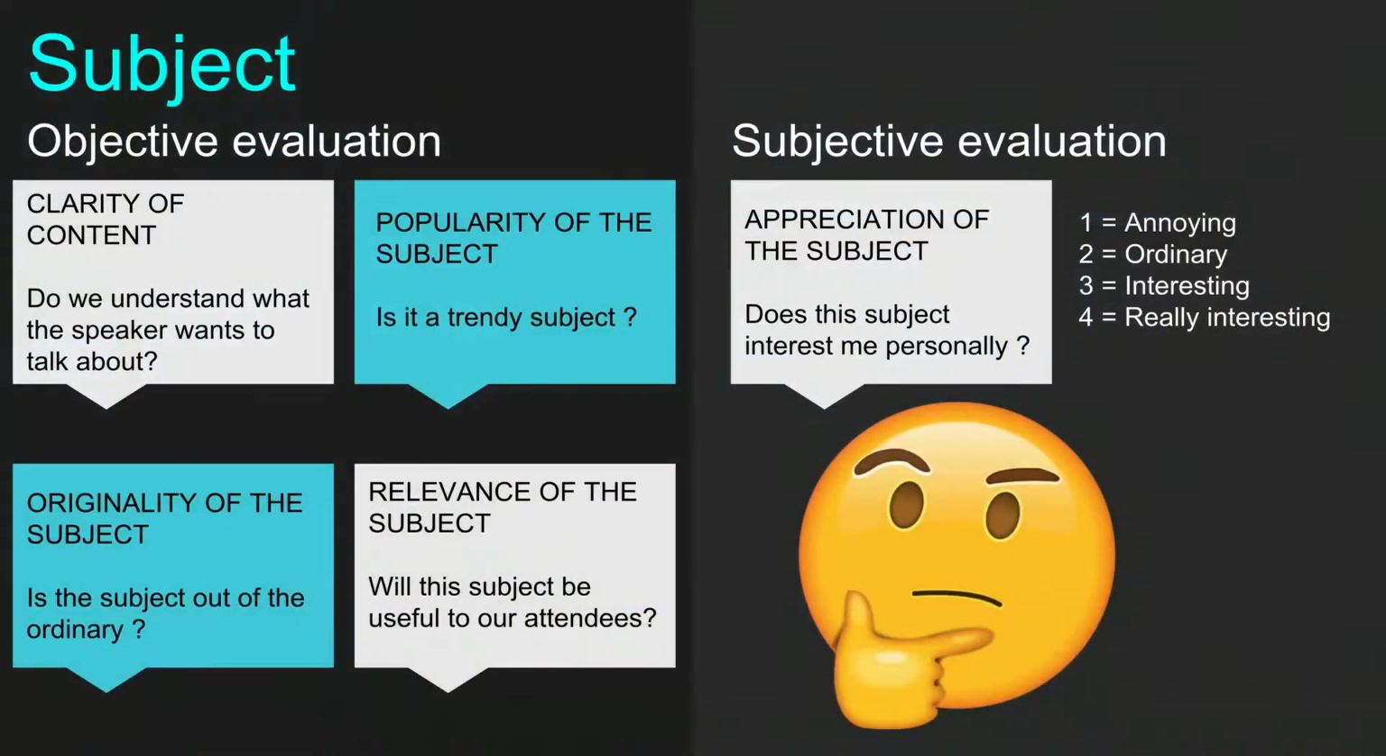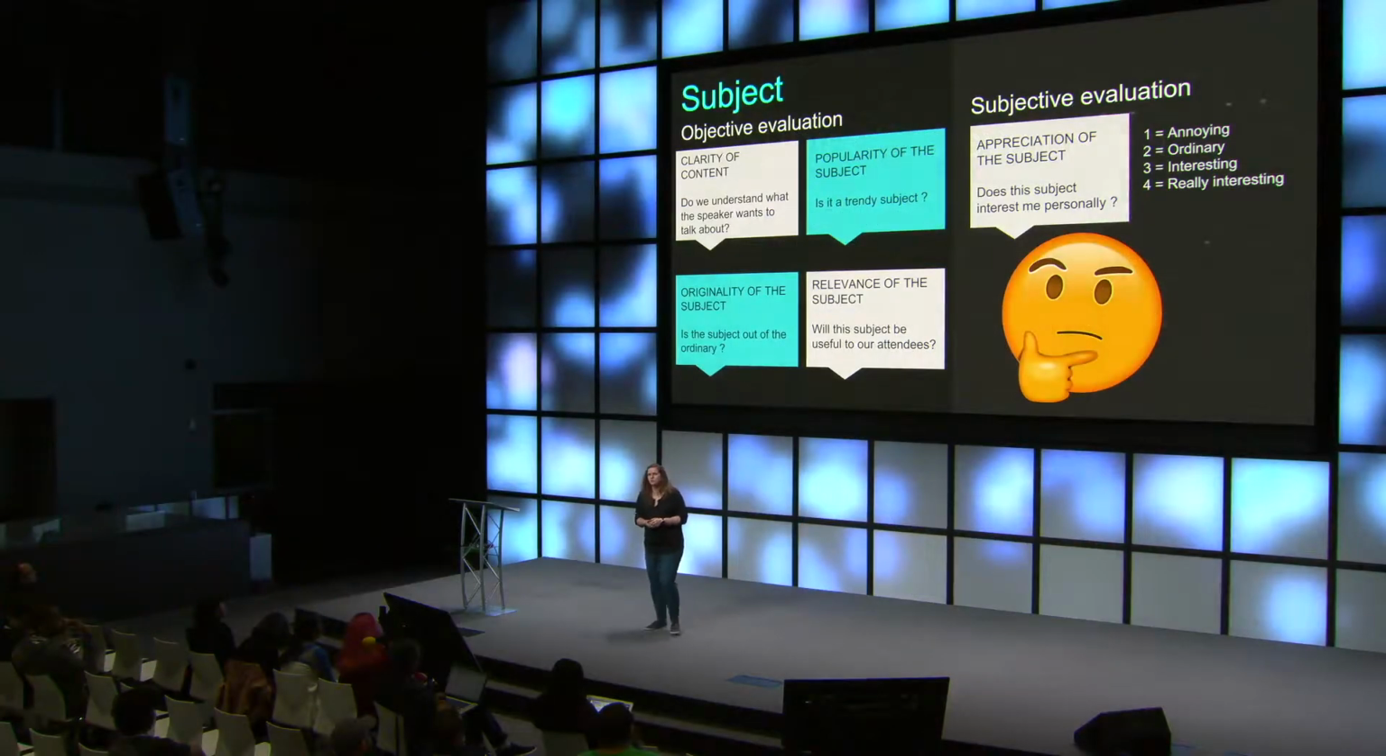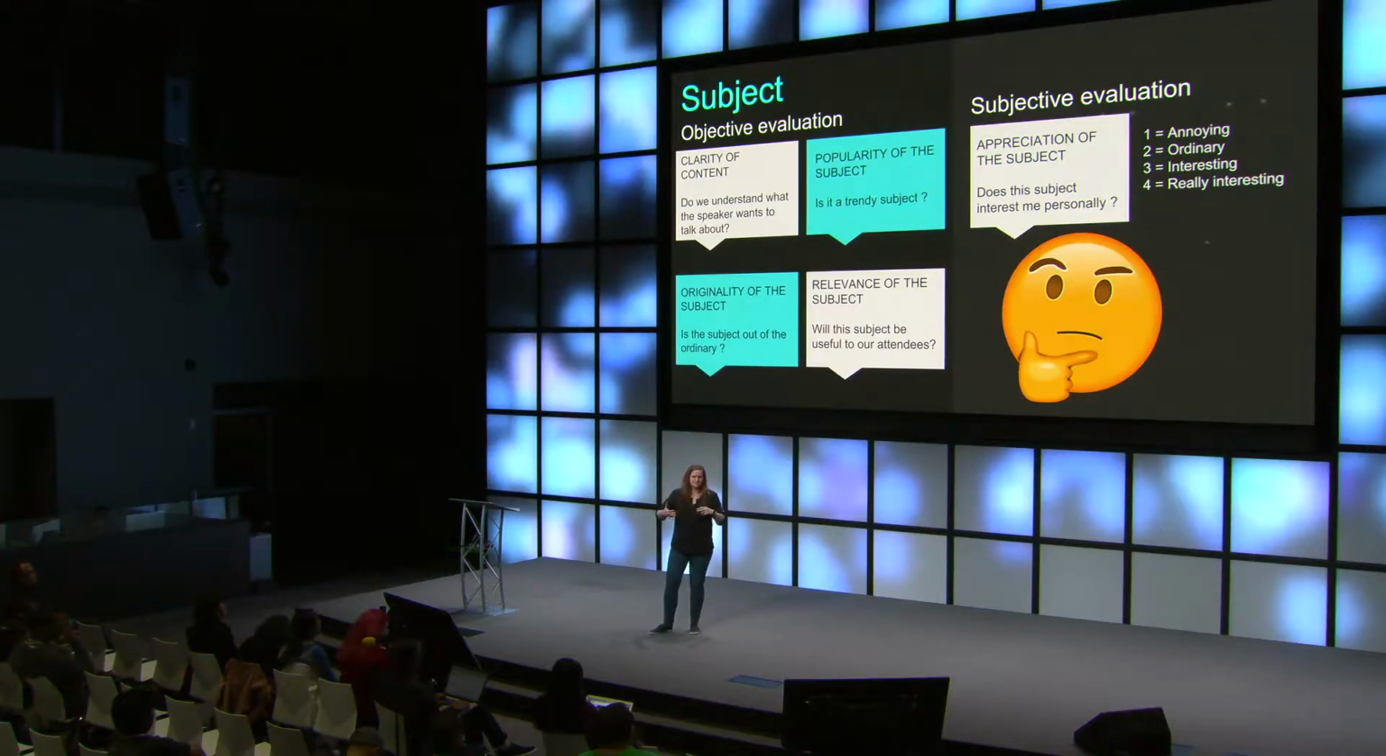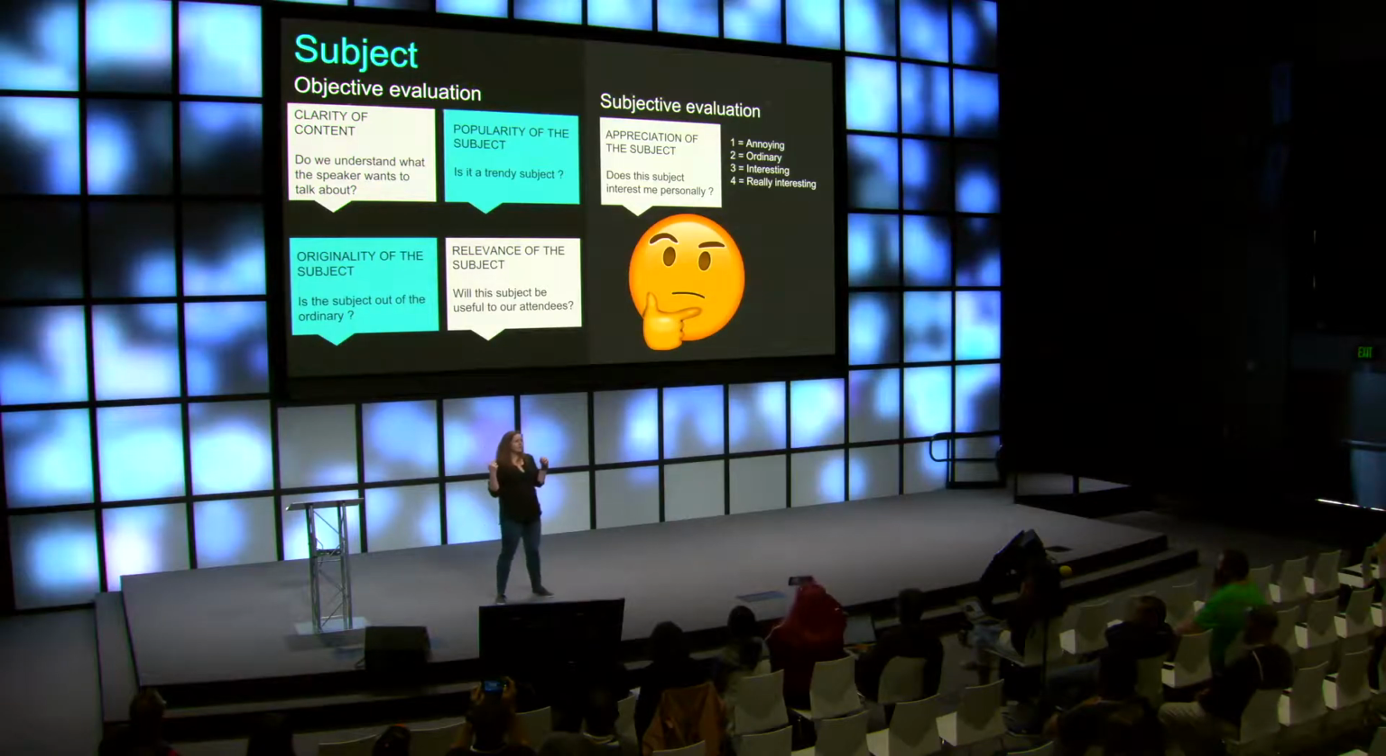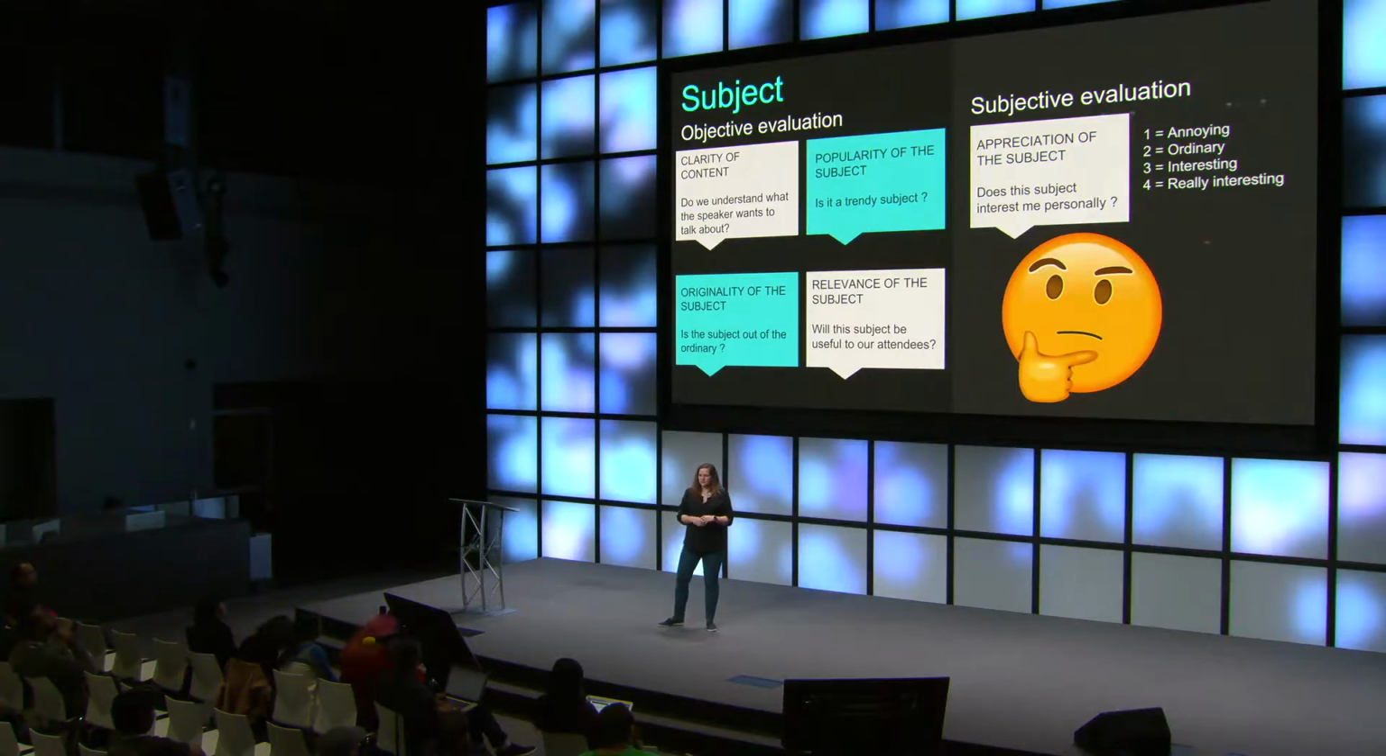For evaluating the subject, I use two parts. First, an objective evaluation, not a subjective one. Is the content clear, what the speaker wants to talk about in this abstract? Do I understand what you want to bring in front of everyone or not? If the subject is super trendy, it may help to bring people to your conference. And is the subject original or relevant for our kind of event?